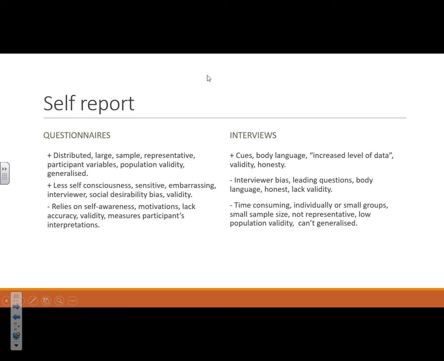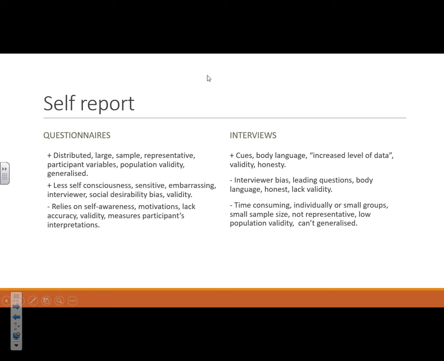Strength of interviews, we can see cues and body language, so increased level of data, which increases the validity and the honesty of it. We've got interviewer bias, so the interviewer might ask leading questions, alter the way that people are understanding things with body language. If they start saying something they want, leaning forward and going yes, yes, yes, whereas if it was something they found quite boring, they'd lean back and go, oh yeah, yeah, so that would be something, therefore reducing the validity.